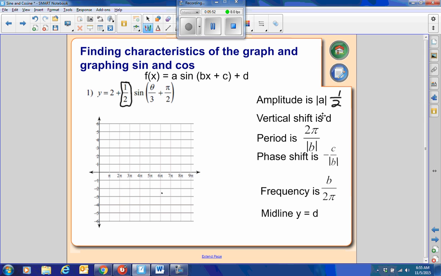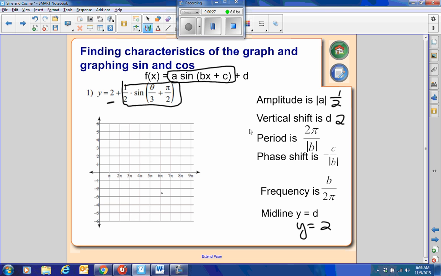Again, the vertical shift is where the D is, and the D is always just added or subtracted apart from the equation. Think of this part as being all together, and this being by itself. So my vertical shift is 2, and my vertical shift and midline match, so that is y equals 2.